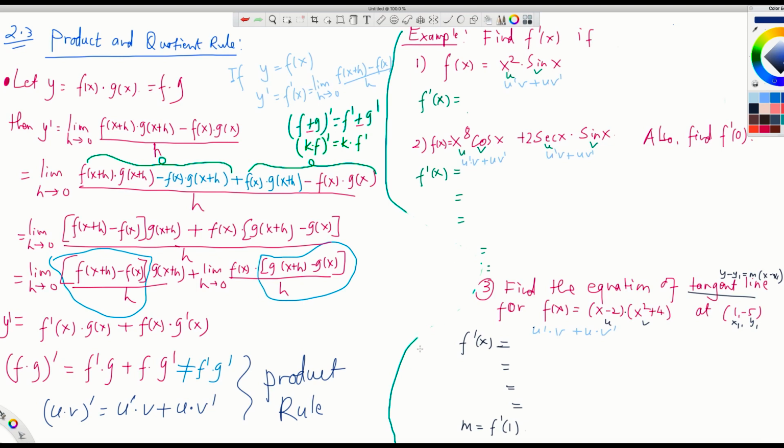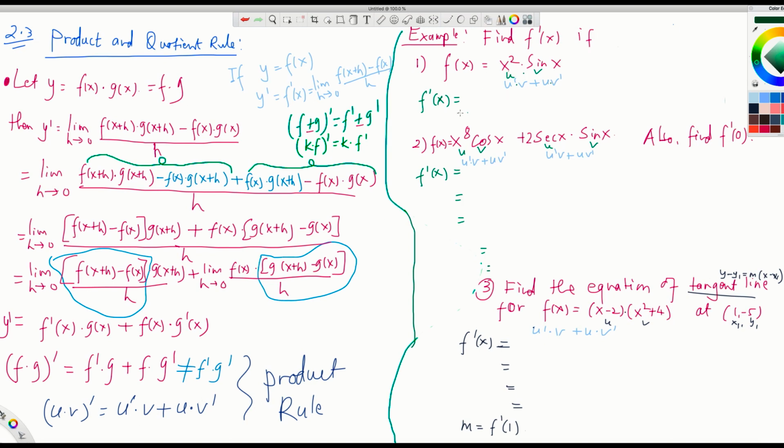So let us look at the first example. The first example here is basically the simple product of the two functions, u and then v. So f(x) is u times v. What is the formula for the derivative of u times v? It is u prime times v plus u times v prime. I just copied that from here, right?